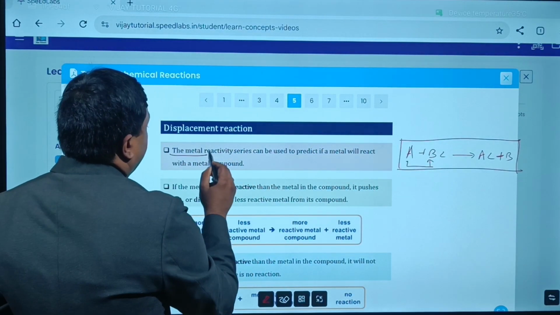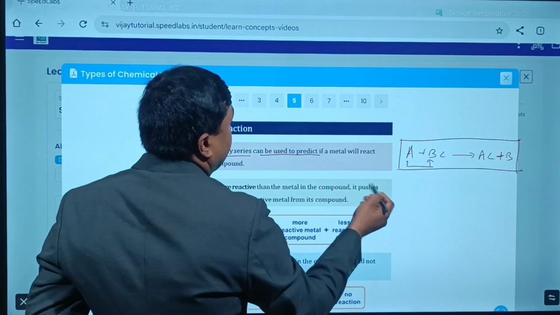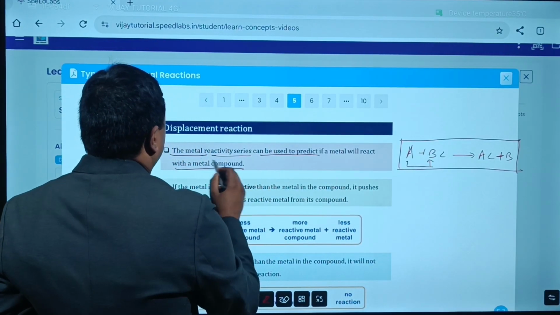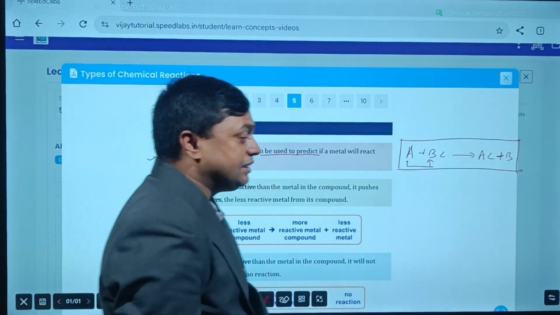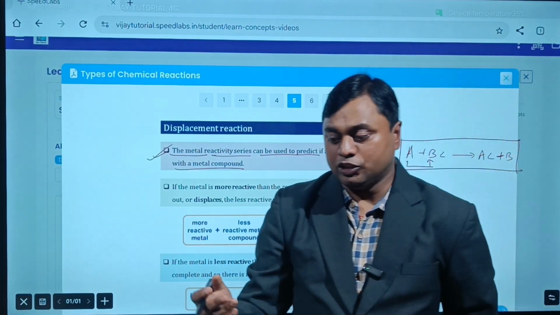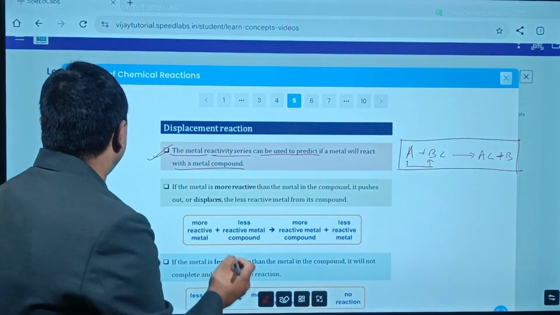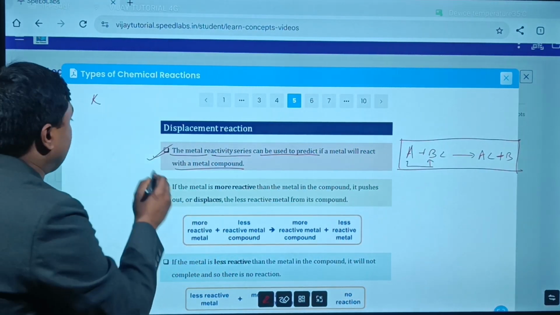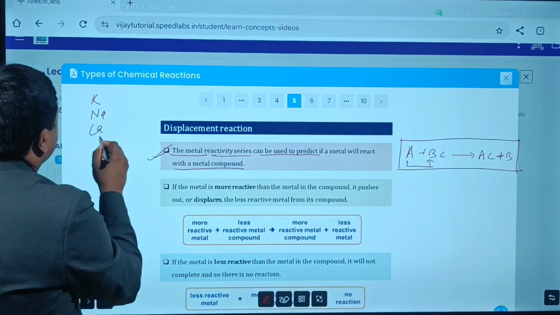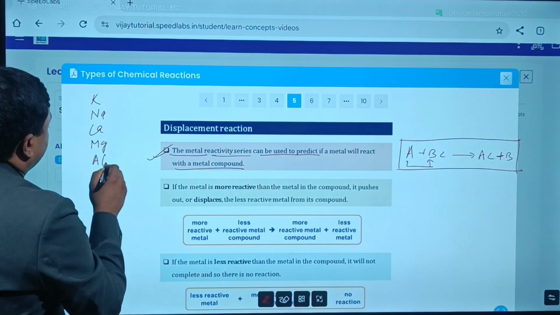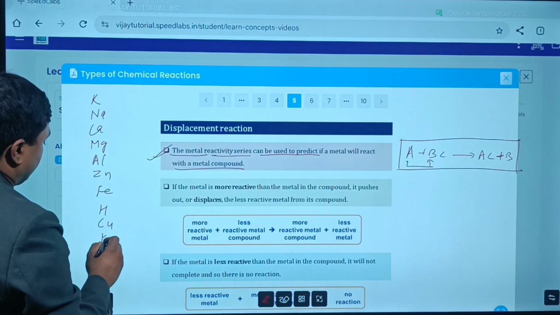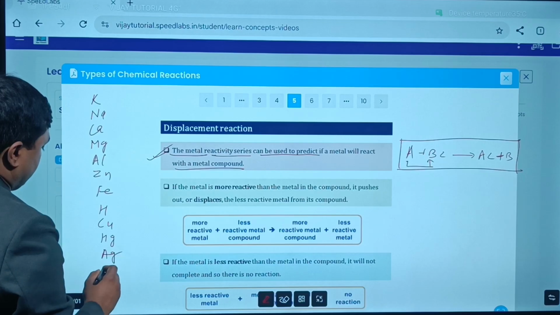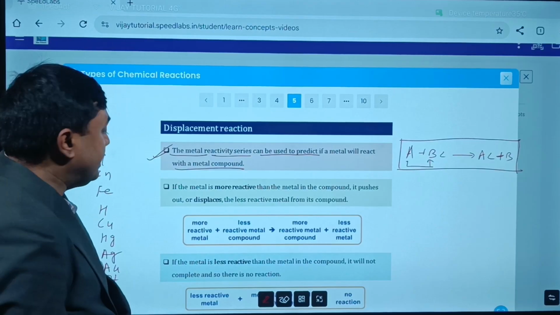Okay, so generally the metal reactivity series can be used to predict whether a metal will react with another metal compound or not. So here we have a reactivity series in which elements are arranged in decreasing order of reactivity. Potassium is most reactive. A few elements you should remember: potassium, which is most reactive. After that sodium, calcium, magnesium, aluminium, zinc, iron, hydrogen, copper, mercury, silver, gold, platinum. So this is the order of reactivity.